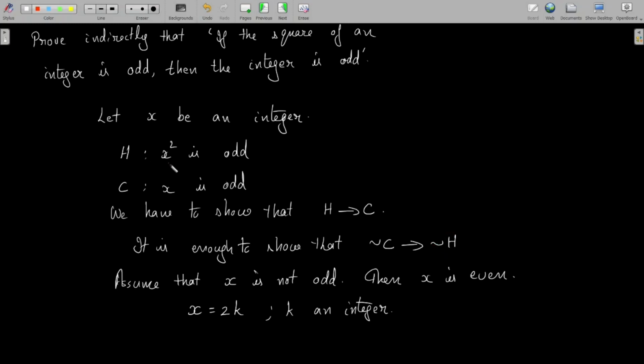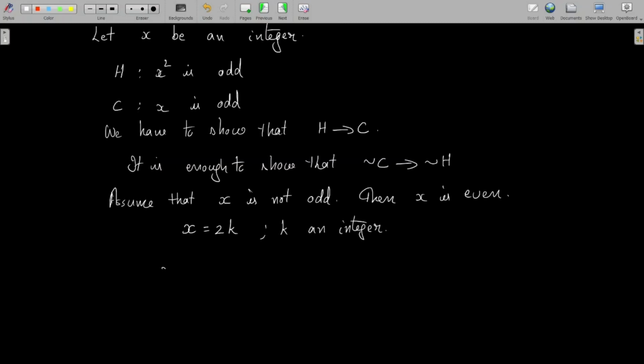Here h says that x square is odd. So we consider x square. Here x square is equal to 2k whole square, so this is equal to 4k square, which can be written in the form 2 into 2k square. So it is even.